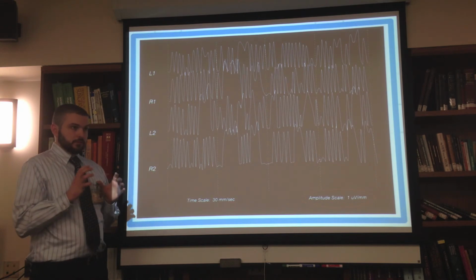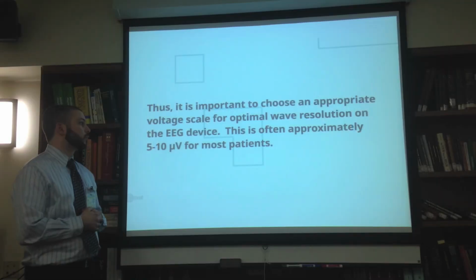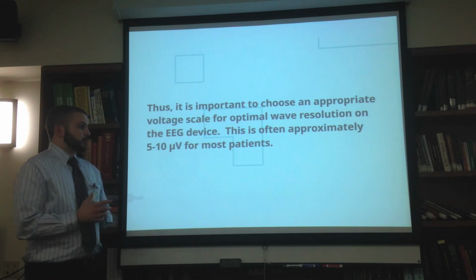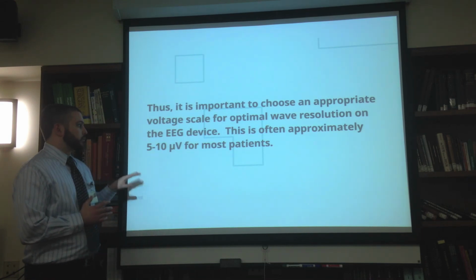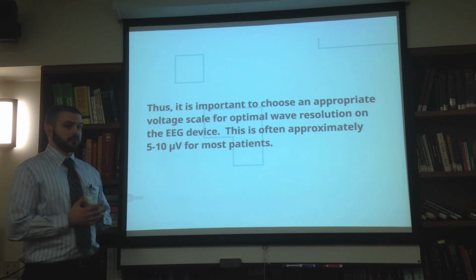So it's really important to appropriately choose the right voltage scale to give the optimal waveform resolution with which you're working on your EEG monitoring device. And this is all three of those waveforms juxtaposed among each other. For most patients and most of our scenarios, typically that's in the 5 to 10 microvolt range for most patients.